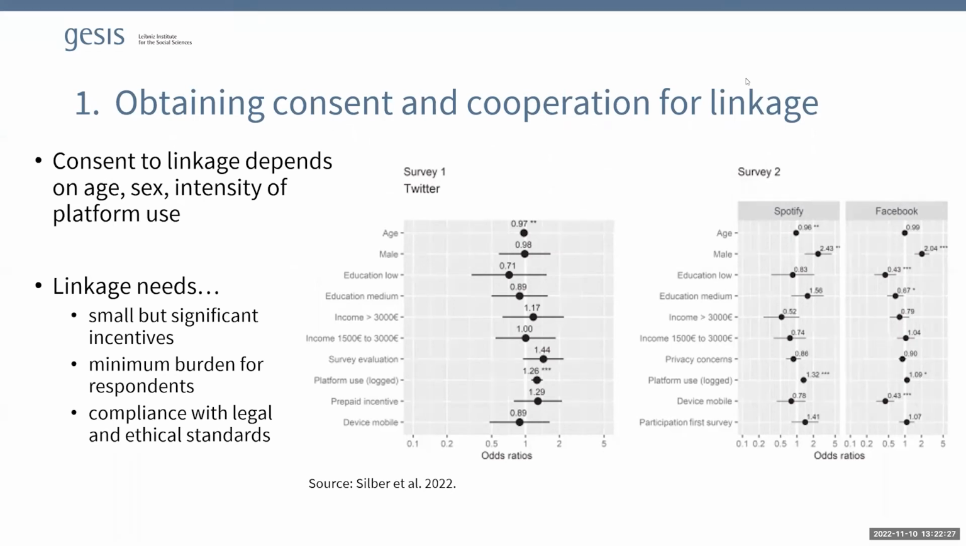So what we can conclude a little bit from these recent studies is that linkage probably needs small but significant incentives. Also, this is not significant here, but it turns out to be a precondition. Minimum burden for respondents, so no difficult technologies to install. And of course, as a researcher, you have to be compliant with legal and ethical standards, which means that you have to prepare a good consent form, for instance.